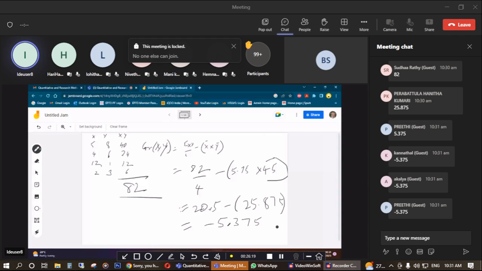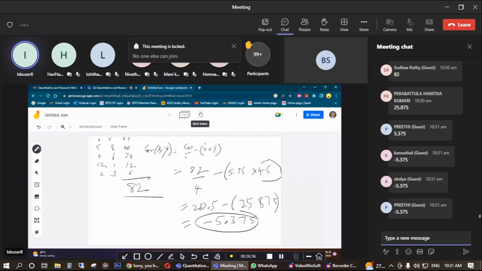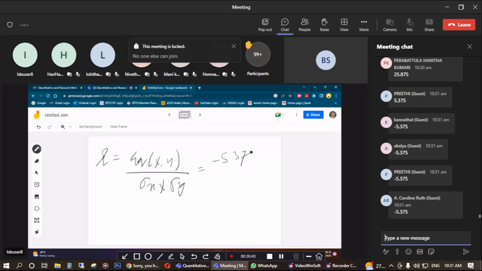Then finally you find out the R value. What is the R value? Covariance of x comma y divided by sigma x into sigma y. So what is covariance of x comma y? We just did it: minus 5.375, divided by sigma x.